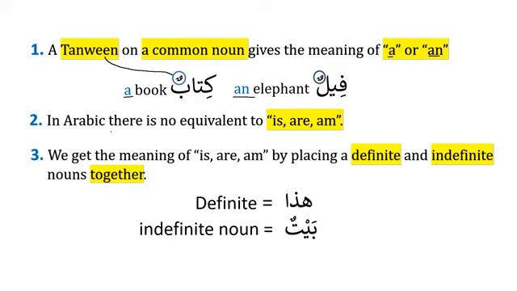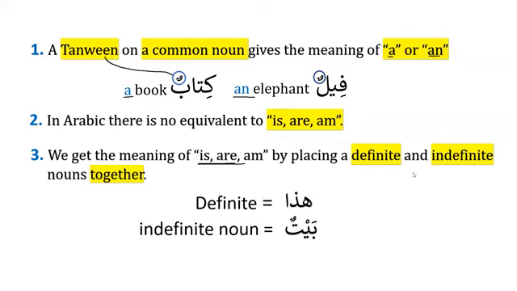Similarly, in Arabic, there is no equivalent to is or am, and that is very, very important. So these are the small observations that we need to understand. Once you get through these observations, inshallah, you will see that your understanding of the Arabic language will be comprehended a lot. So how do we get the meaning of is or am? We get the meaning of is or am, which we call the be verb or helping verb, by placing a definite and indefinite noun together.